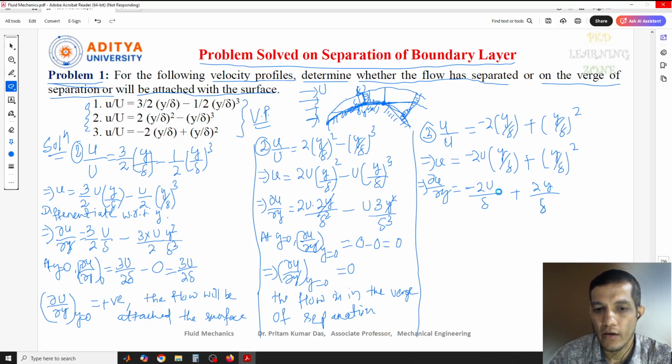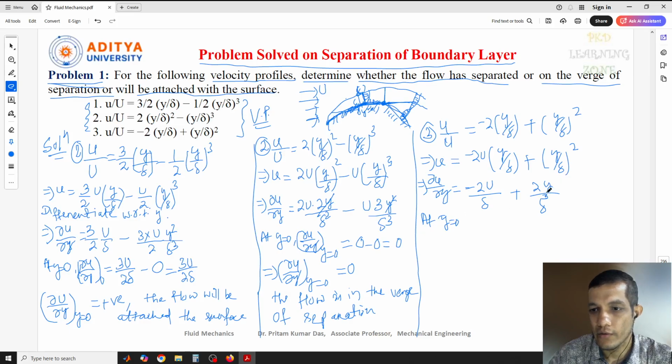Again what we need to do, we just need to put the value at y equal to 0, we need to identify what is the value of del u by del y at y equal to 0. So again same thing, at y equal to 0, this is whole cube, no, this is square. At y equal to 0, the value of del u by del y we can write is minus 2 capital U by delta, and the y term is there, that's why it is 0. So finally what we got here, del u by del y with respect to y equal to 0, we got a negative term.